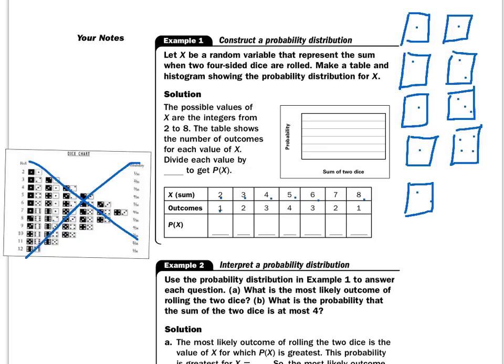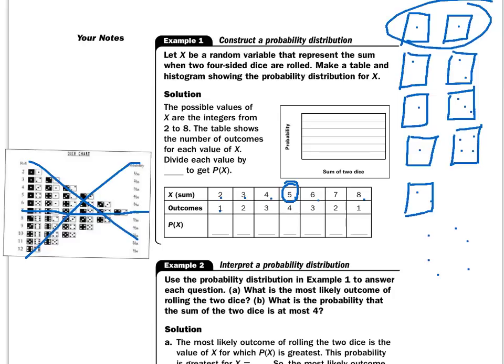There's one way to get a sum of 2, that would be that 1 and 1. There's two ways to get a 3, that would be a 1 and a 2, or a 2 and a 1. There's three ways to get a 4, 1 and 3, 3 and 1, 2 and 2. Four ways to get a 5, 2 and 3, 3 and 2, 4 and 1, 1 and 4. Three ways to get a 6. So 5 is the most popular number here. Unlike over here where 7 was the most popular outcome. Right? 7 was the most popular outcome on the 6-sided die. This is a 4-sided die. So you have 6, 7, 8.